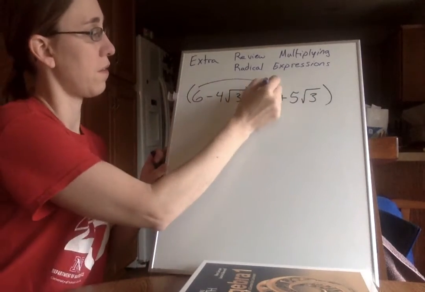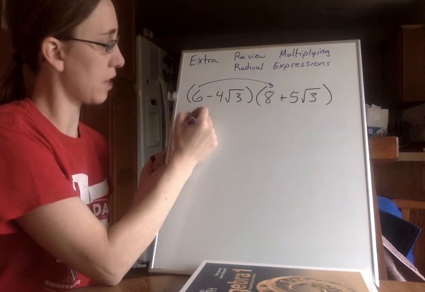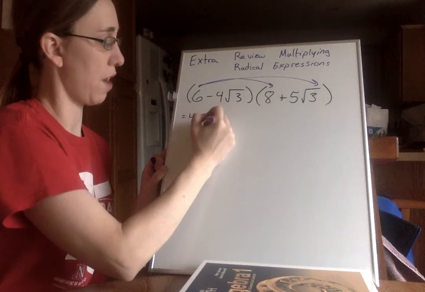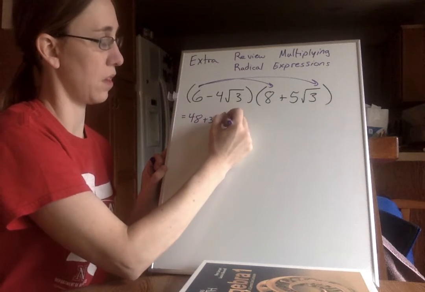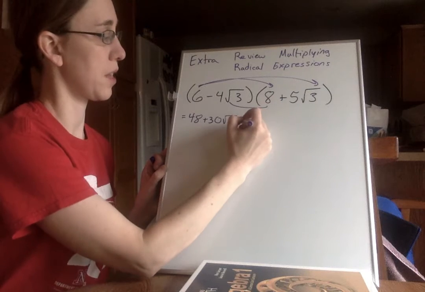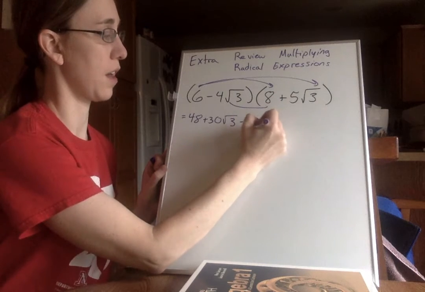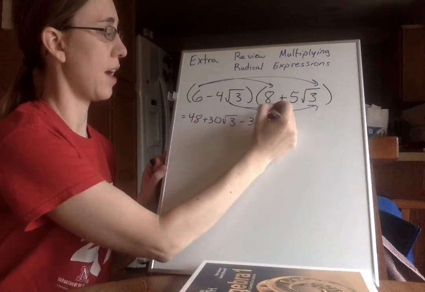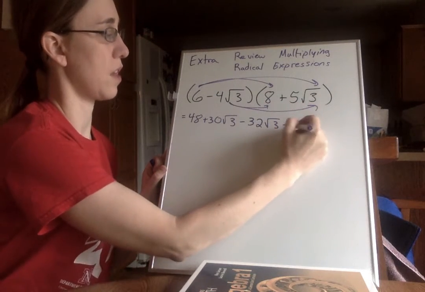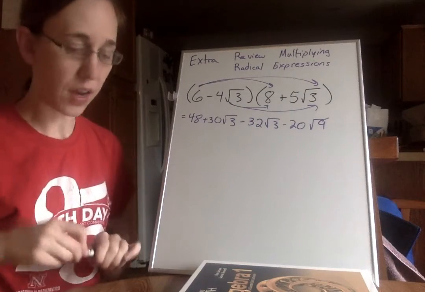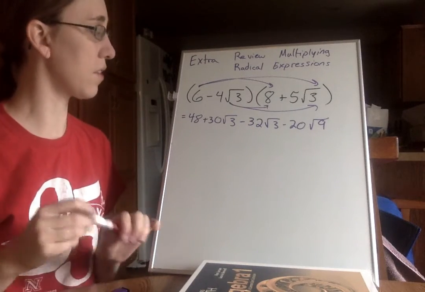FOIL: first, 6 times 8, that's 48. Outside, 6 times 5 is 30, and we still have our square root of 3. Inside, 4 times 8, since it's negative, will be negative 32 square root 3. And then last, negative 4 times 5 is negative 20, square root 9. Okay, so now let's see if any of this simplifies.